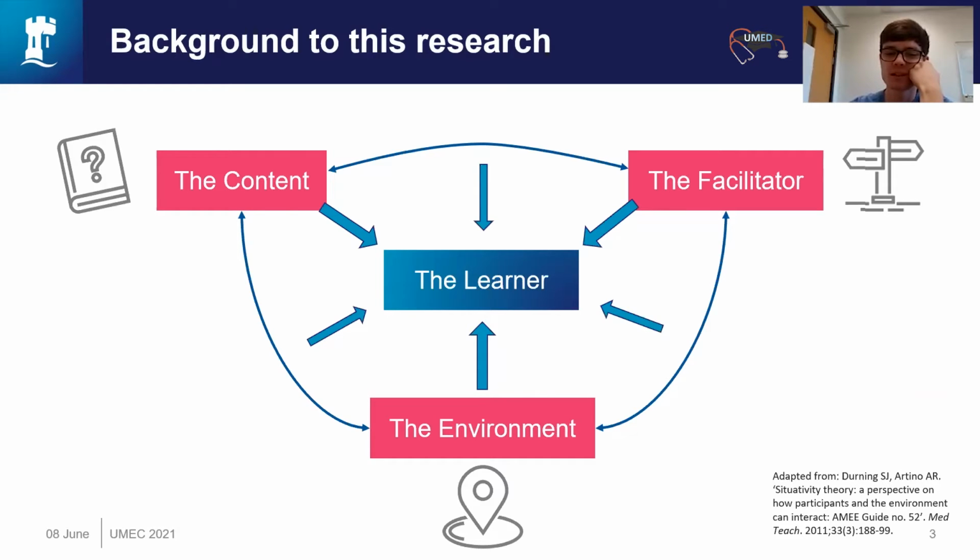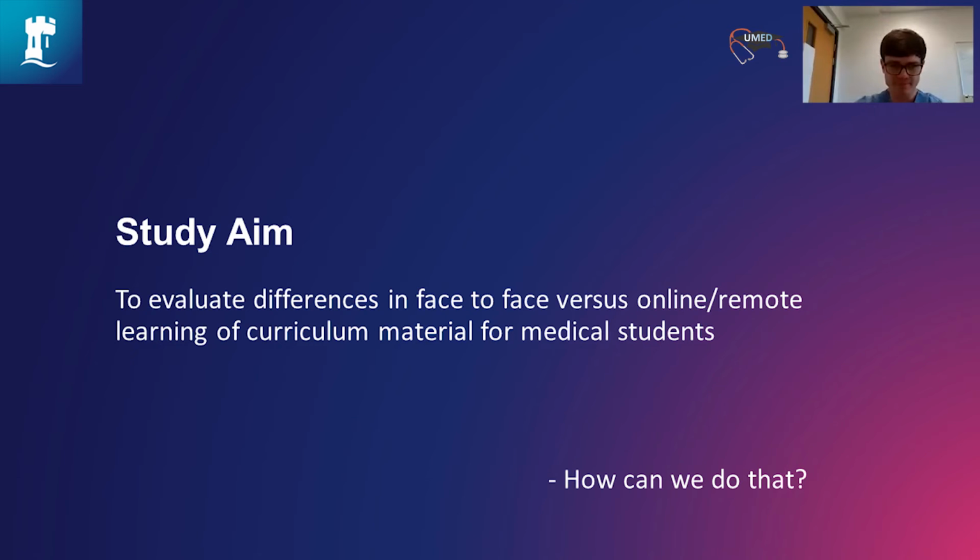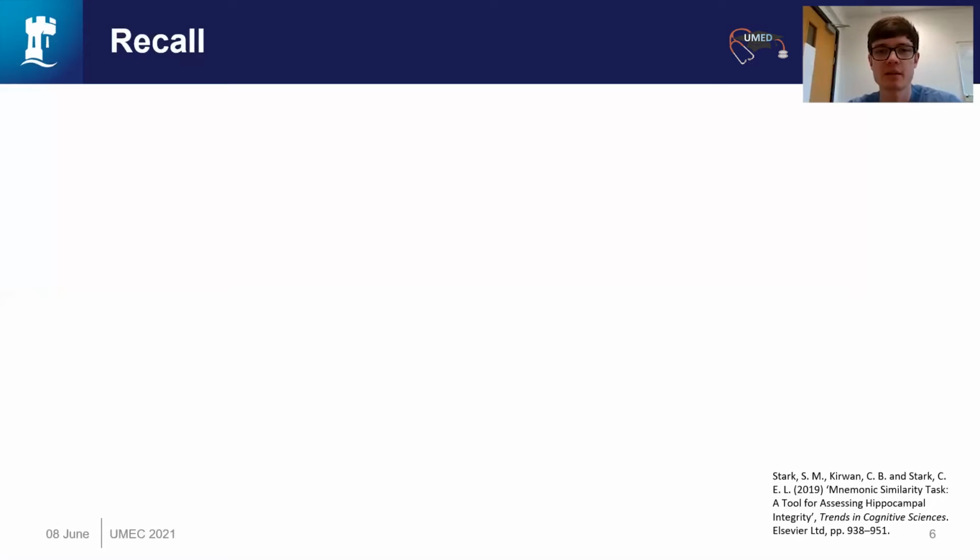The question really is, if we remove that individual from the environment and stick them at the other end of a computer screen, do we cause some disconnect there between these factors? And do we affect their learning? So the aim of the study was to try and evaluate differences between face-to-face and online. And as I said, in the context of delivering a tutorial to see where students are learning better. Then the question is, how can we do that? So if we're delivering a tutorial, how do we find out who's been engaging better with it?